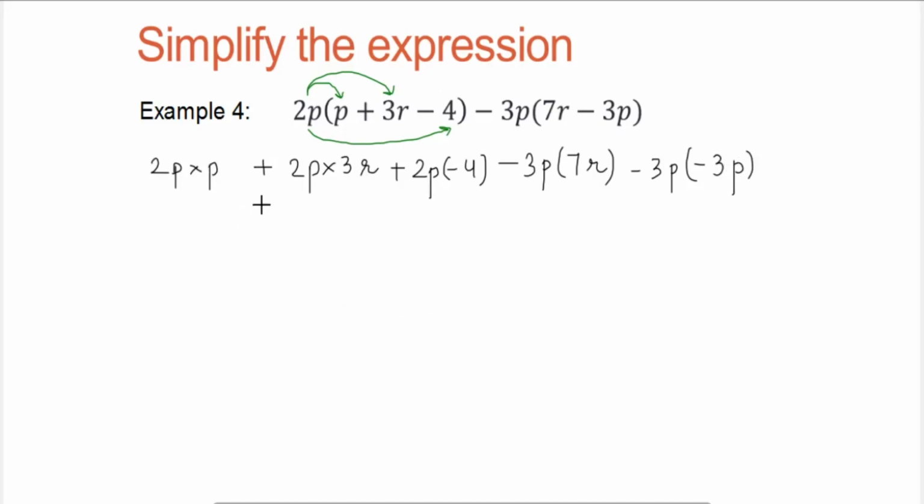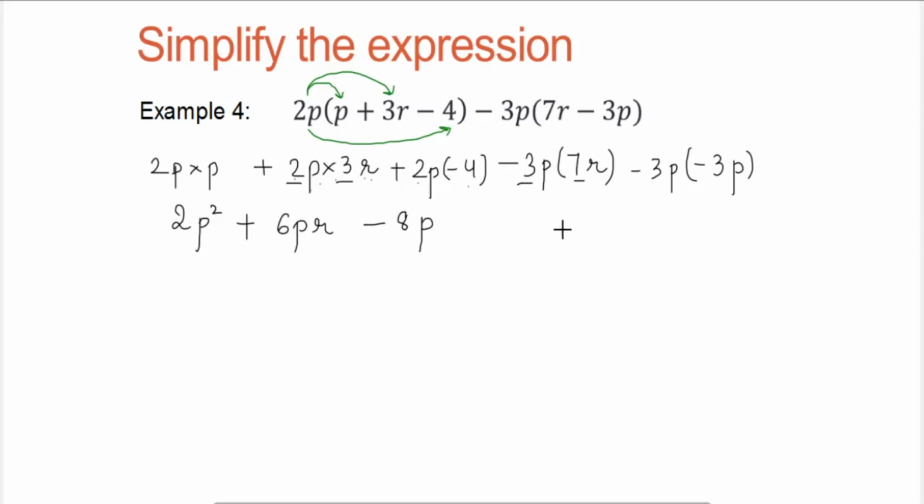Now, we will use the basic concept of exponents in order to proceed further. You may watch a video that is already available on channel to understand the basics of exponents. So, 2p into p will be 2p squared. 2p into 3r. First, multiply the coefficients, that is 3 2s are 6, and p into r, that is pr. Next, 2 into minus 4, which is minus 8p, and minus 3 into 7.